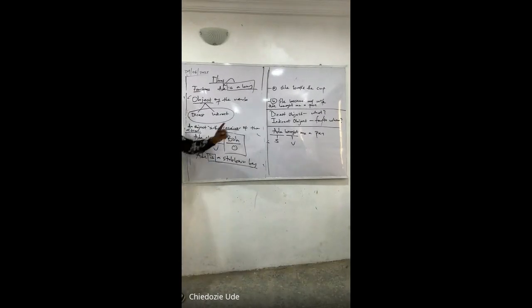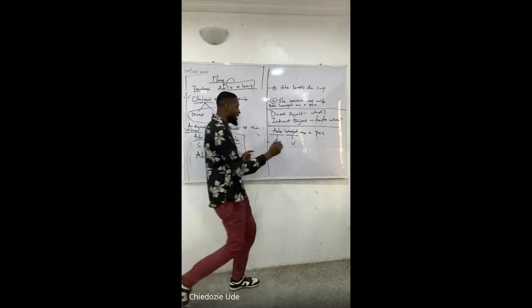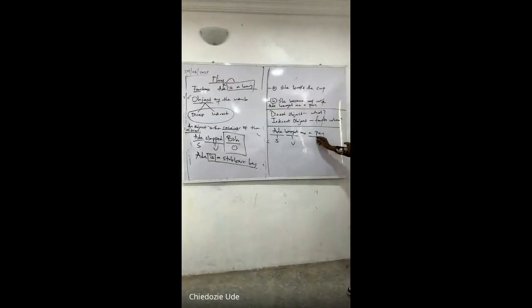Now, what was bought? A pen. A pen was bought. So this is the what? Indirect object. So in the exam, if you see IO, know it is indirect object. If you see IO, know it is indirect object.